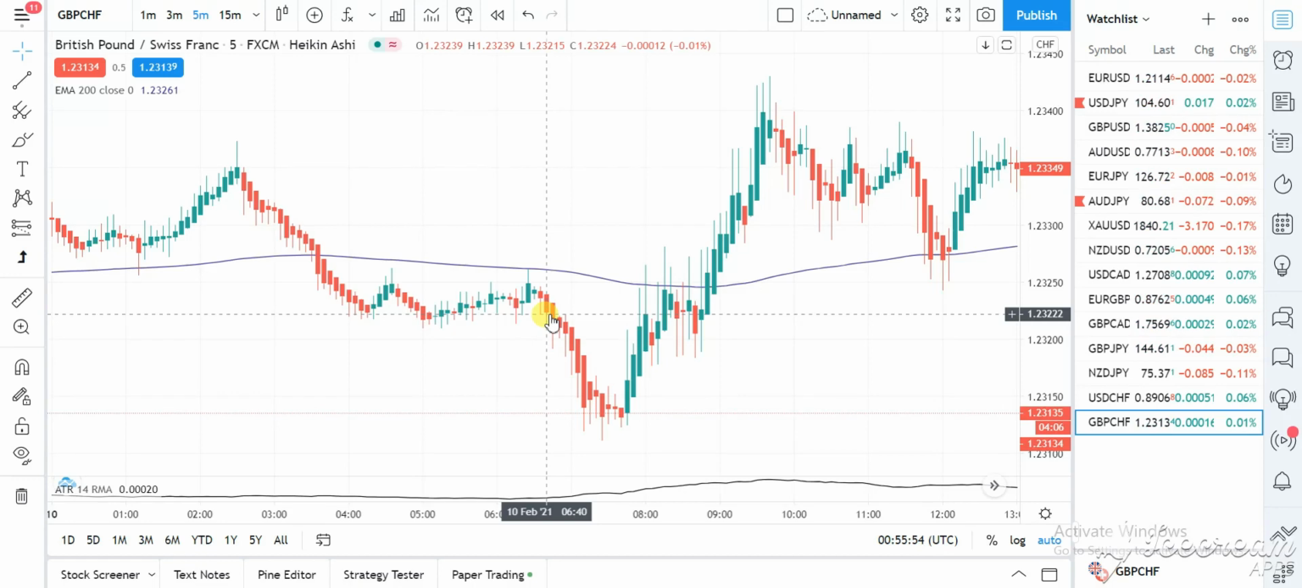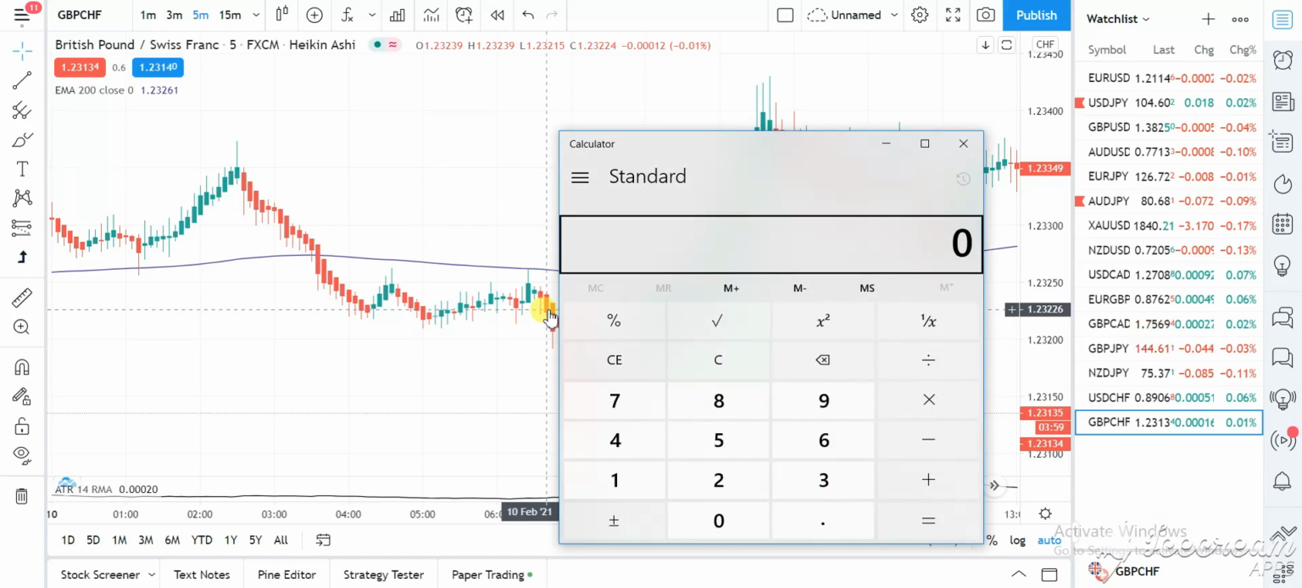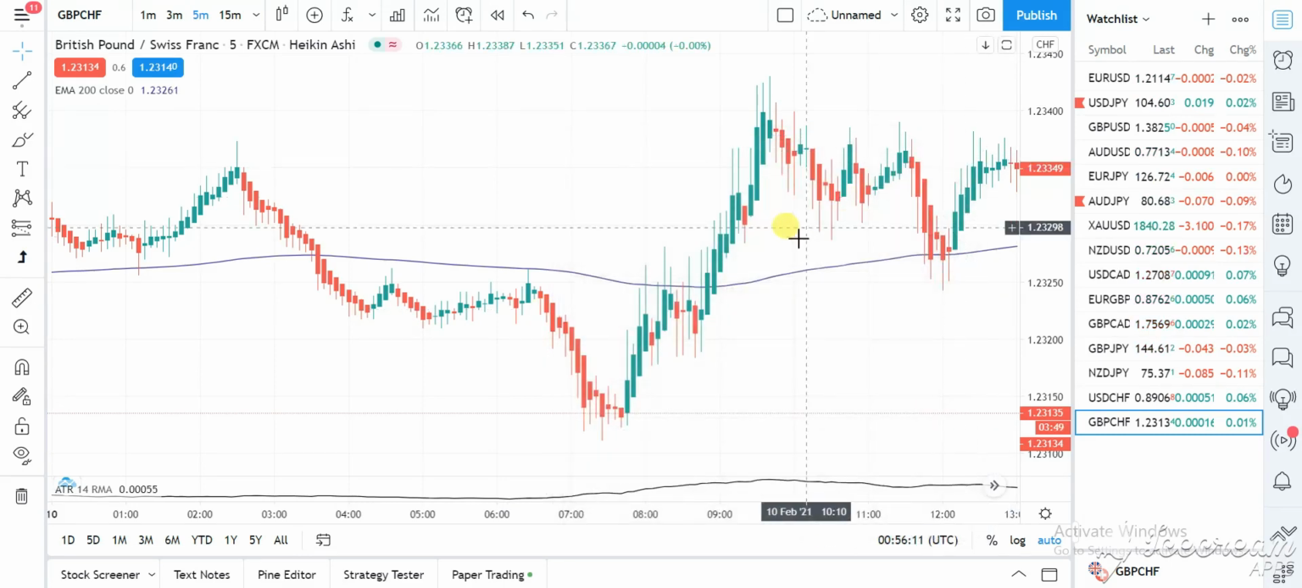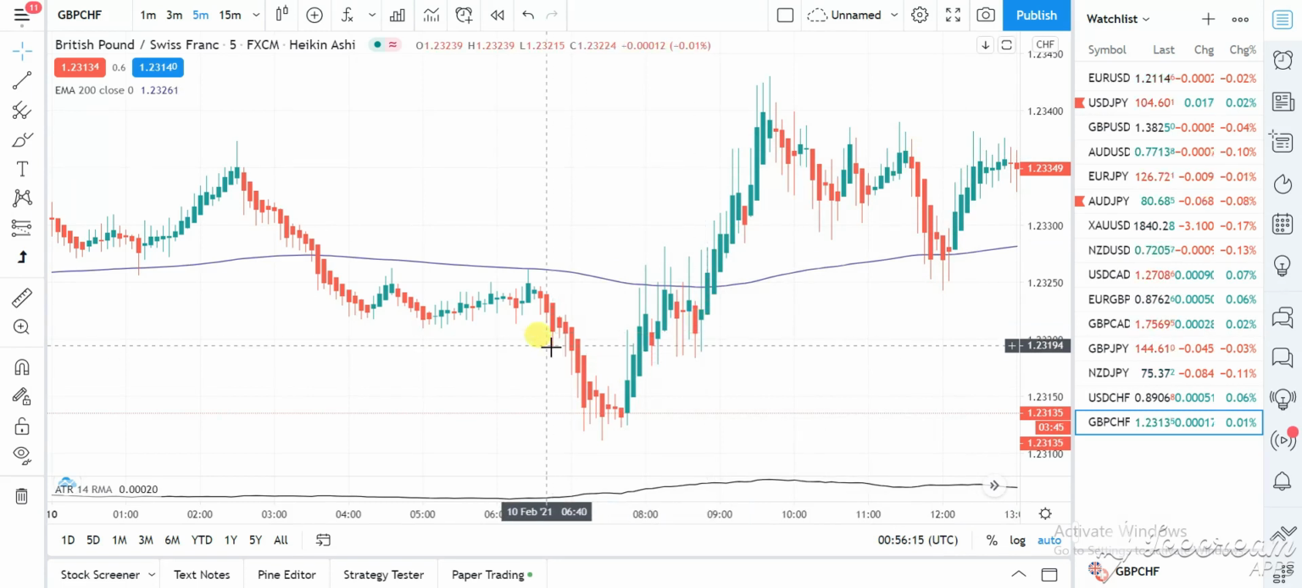So let's bring out the calculator tool and let's see. 20 ATR for that candlestick times 1.5, that is a 30 pip. Did I do that right? So let me go back. Okay, so a 30 pip stop.